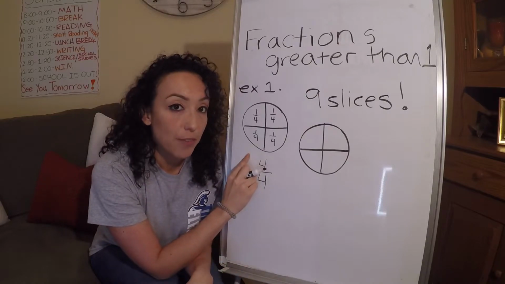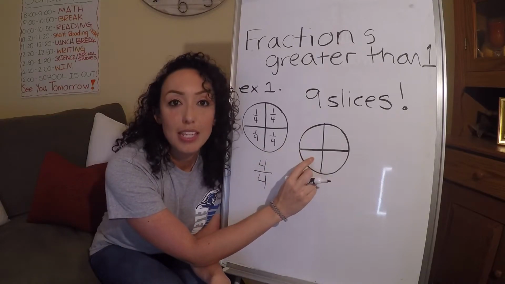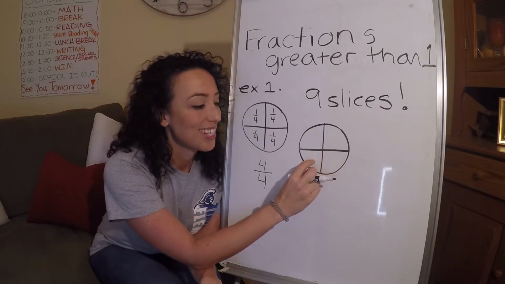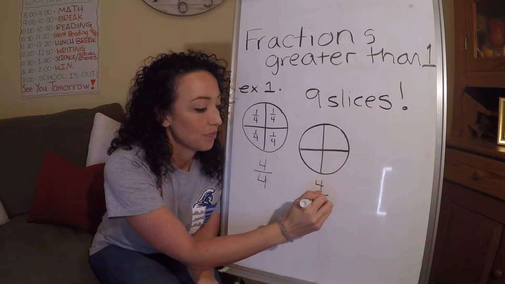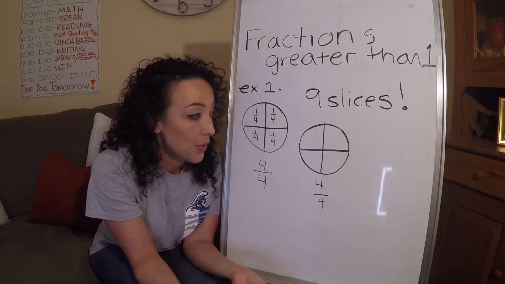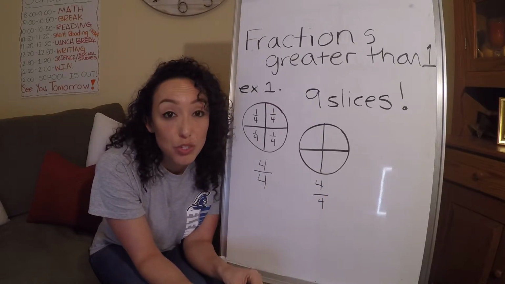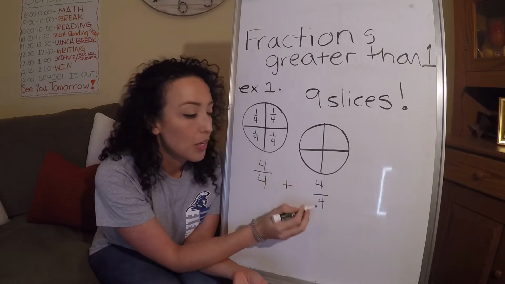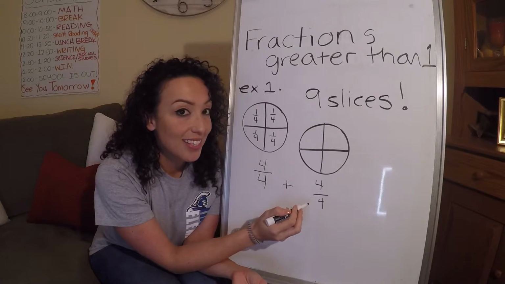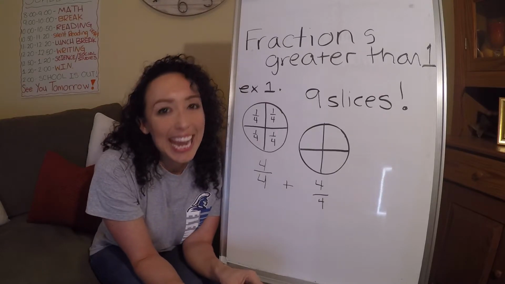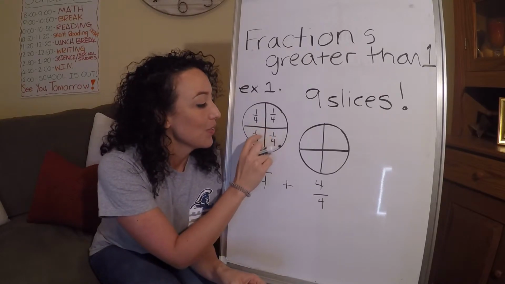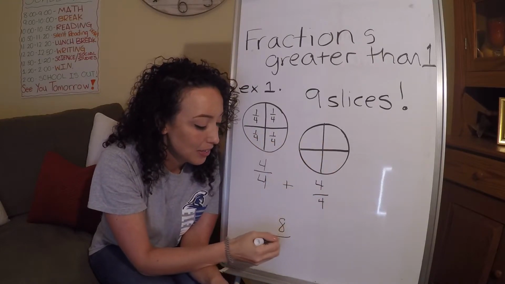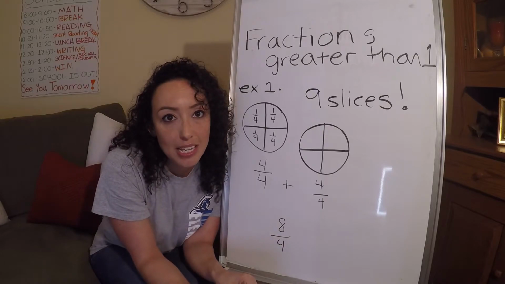This one represents 4/4. This one represents 4/4. So right now, if I know I have 2 whole pizzas, I could look at this and say, well, 4/4 plus 4/4 is 8/4. 1, 2, 3, 4, 5, 6, 7, 8. Right now we have 8/4 of pizza.